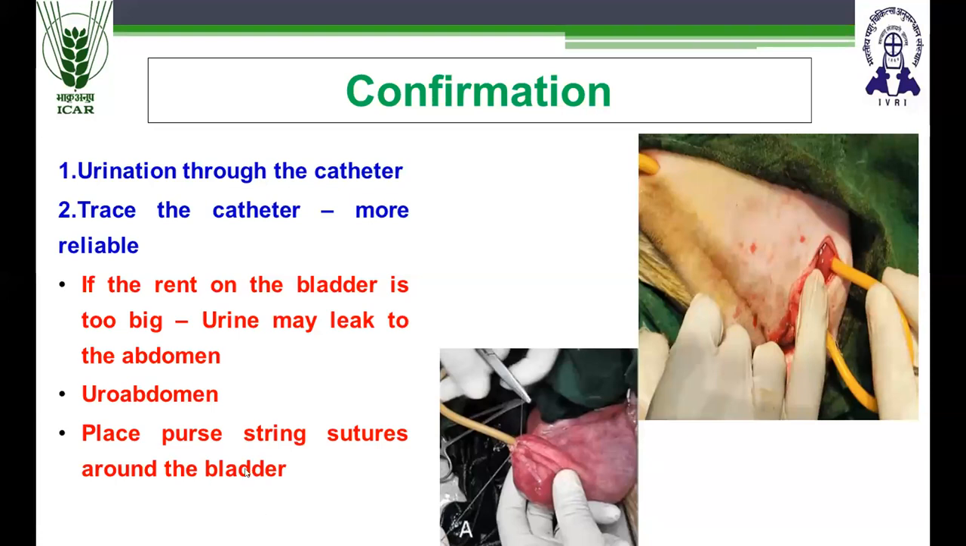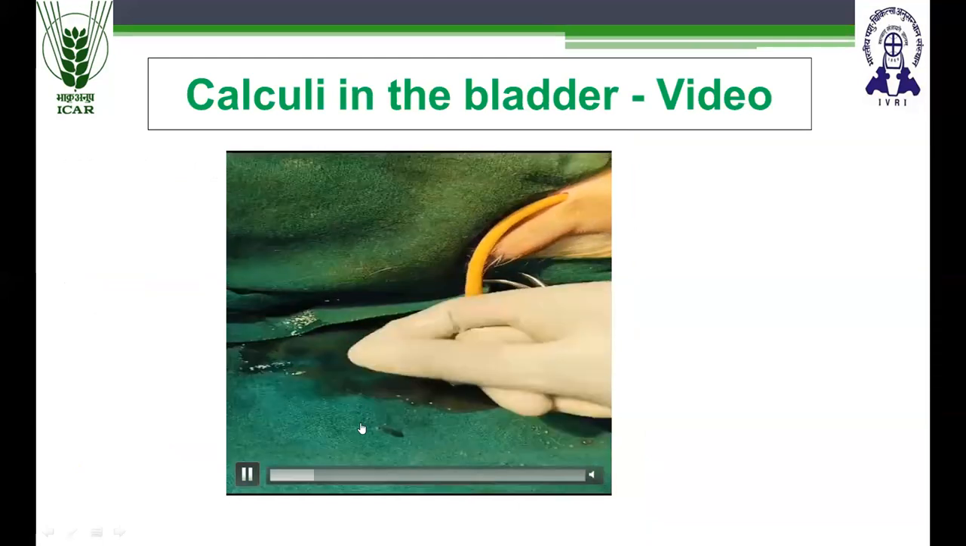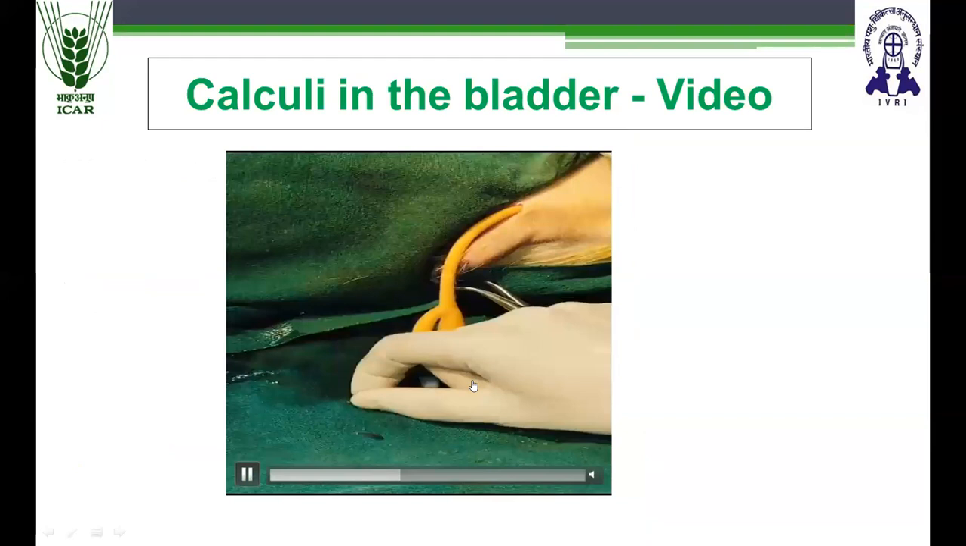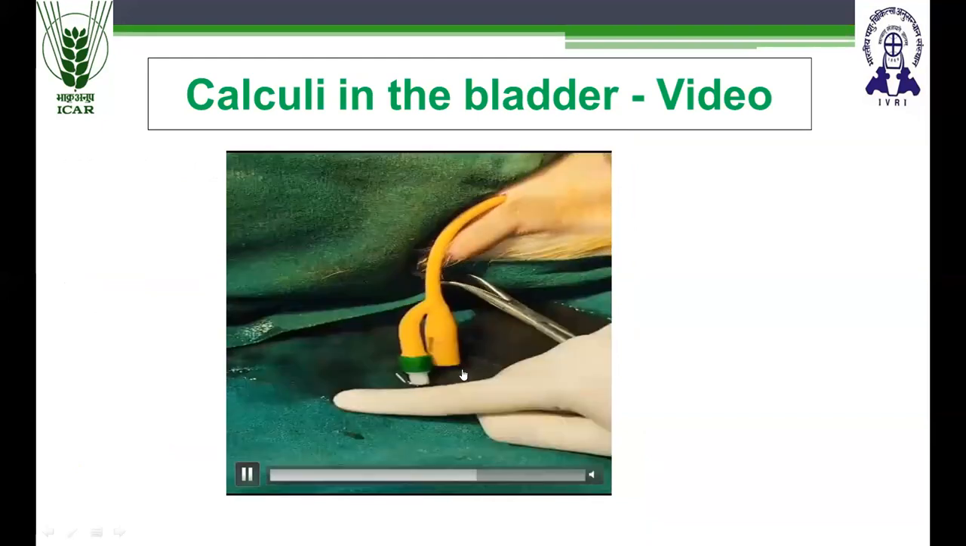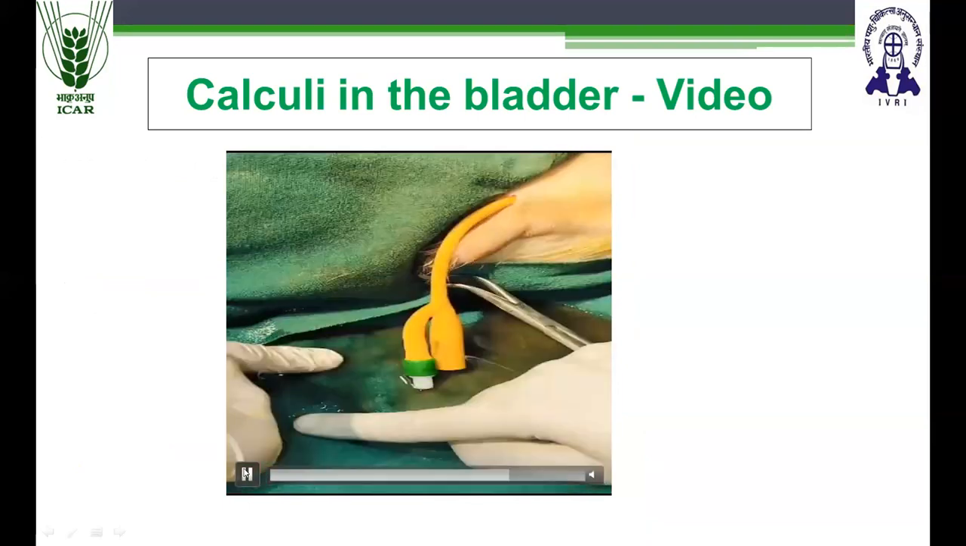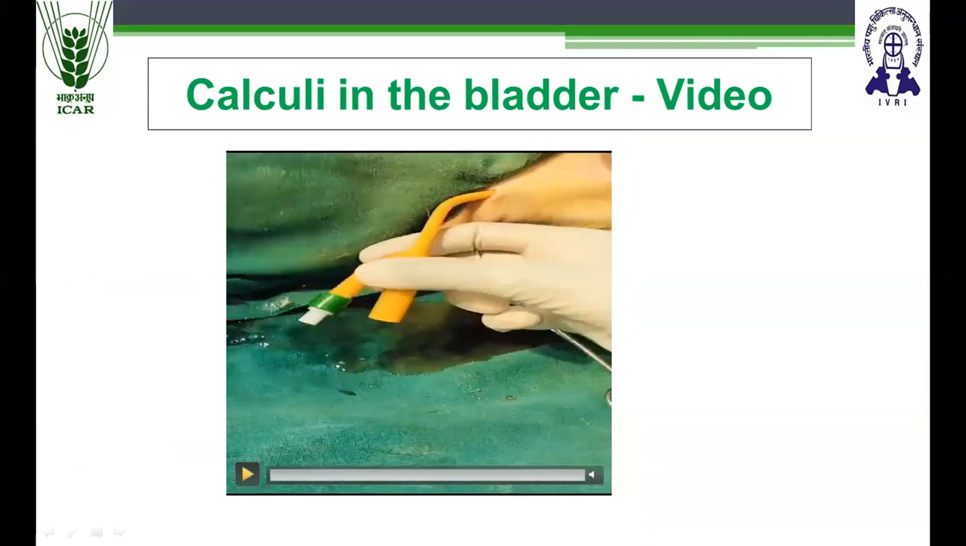So once after puncturing, you can see the calculi. See, I am feeling some calculi in the bladder which came out through the urine which was obstructing. So we can easily palpate in all cases of goat. We can see this calculi presented here. So how to fix the catheter?